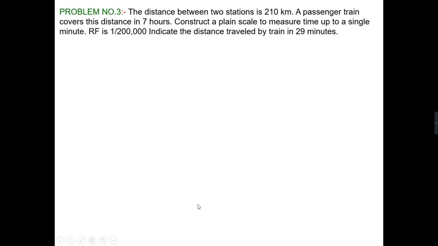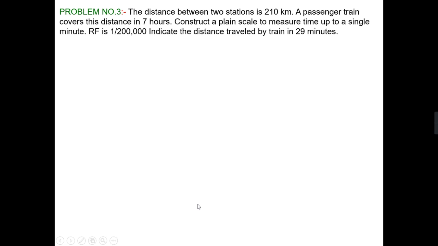So here is another example. The distance between two stations is 210 kilometers. A passenger train covers this distance in 7 hours. So what is the speed of the train? 30 kilometers per hour. Construct a plane scale to measure time up to a single minute. So the least count of the scale is 1 minute, and RF is 1 by 2 lakh. Indicate the distance traveled by the train in 29 minutes.